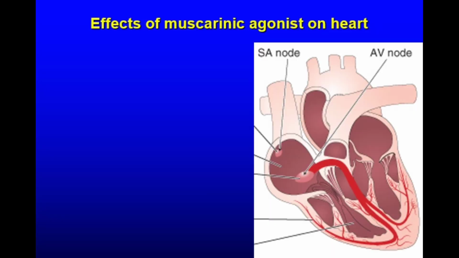The heart receives both sympathetic and parasympathetic innervation. Acetylcholine acts on the sinoatrial node, the pacemaker, and reduces the discharge rate of the node and heart rate falls. Therefore, muscarinic agonists will cause bradycardia or negative chronotropic effect.